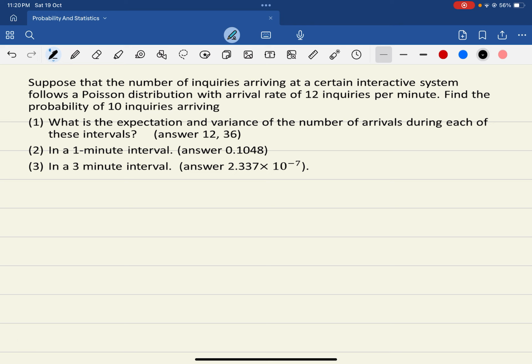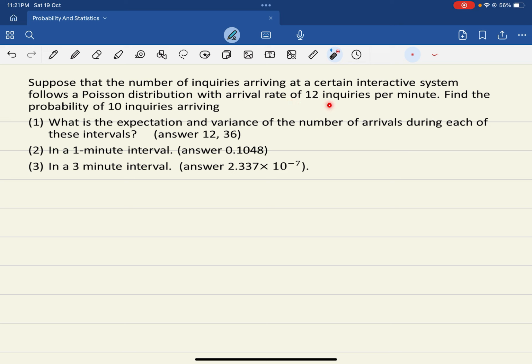Let us see the question here, read properly. Please be alert and pay attention, my dear students. Suppose that the number of inquiries arriving at a certain interactive system follows a Poisson distribution with an arrival rate of 12 inquiries per minute. That means on average they are getting 12 inquiries per minute. Please pay attention to the phrase I am pronouncing: with arrival rate.